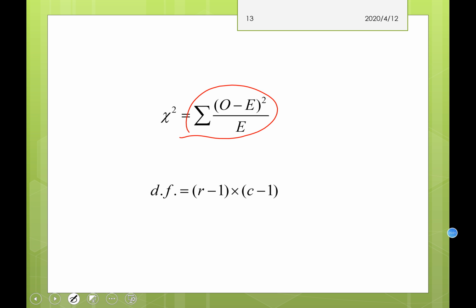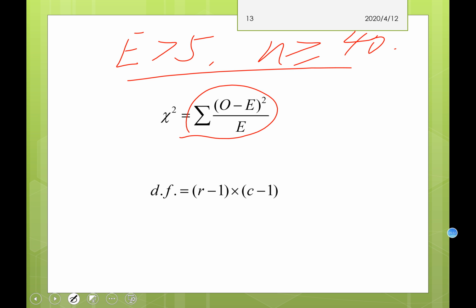And I repeat it again. This formula is used when the expected frequency for each cell is bigger than 5. And actually there is another precondition, that is the total sample size, the little n, is more than or equal to 40. So under these two preconditions, you can use the formula. But if either of the two preconditions is not met, we need to correct the formula. So we have another formula, which is the correction formula. I will show you later.